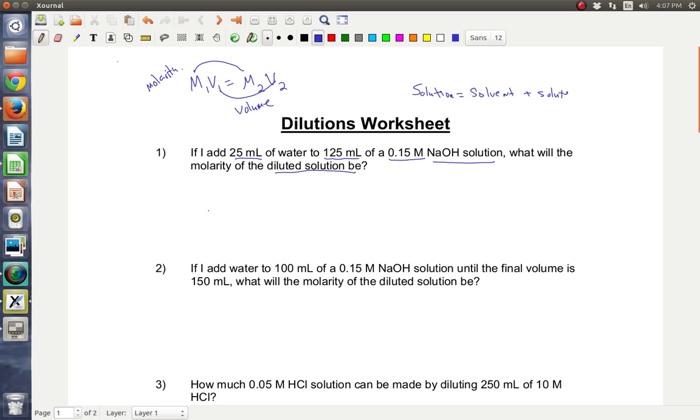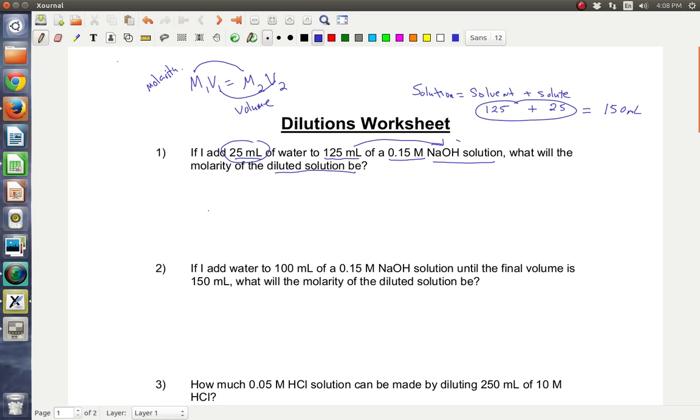Okay, so let's think about what we're asked here. I'm going to add 25 milliliters of water to 125 milliliters of this solution. So when I add the things together, the total volume of the new solution is going to be 150 milliliters. Just keep that in mind.